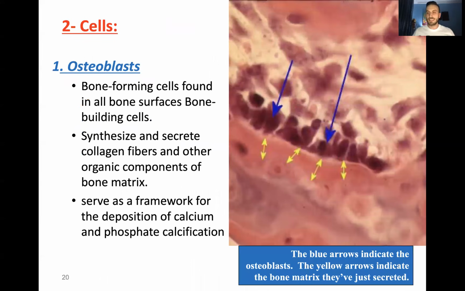Okay, let's talk about the cells. In the cells, we have three main types. The osteoblasts. Osteoblasts are the bone-forming cells found on all bone surfaces, bone-building cells. So the osteoblasts are the bone formation cells.